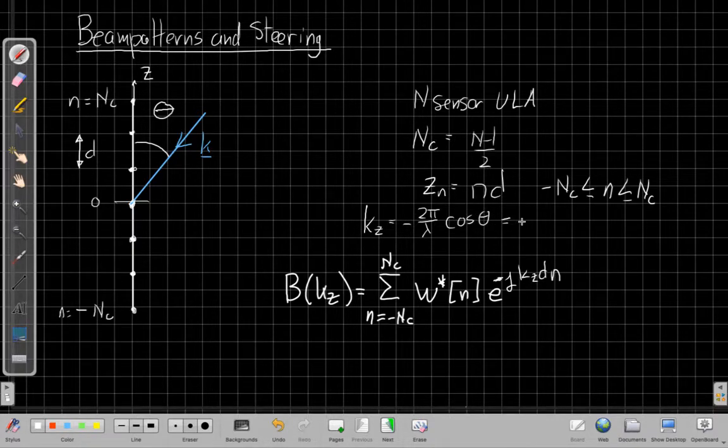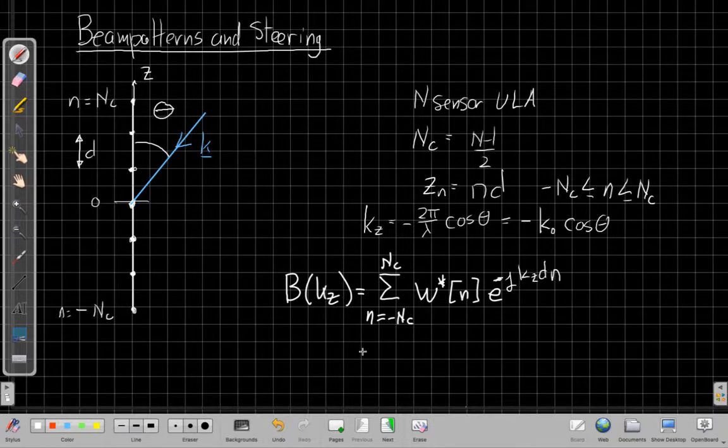We can also sometimes, for convenience, write this, we'll call this k_0, where this is just the magnitude of the wave vector times cosine theta. And when we define k_z this way, the beam pattern as a function of k_z, the equation will be like this: the sum as little n goes from minus N_c to plus N_c of w conjugate of n. We're going to write the weight vector like it's a discrete-time sequence, times e to the minus j k_z d n. So k_z is our spatial frequency variable here.